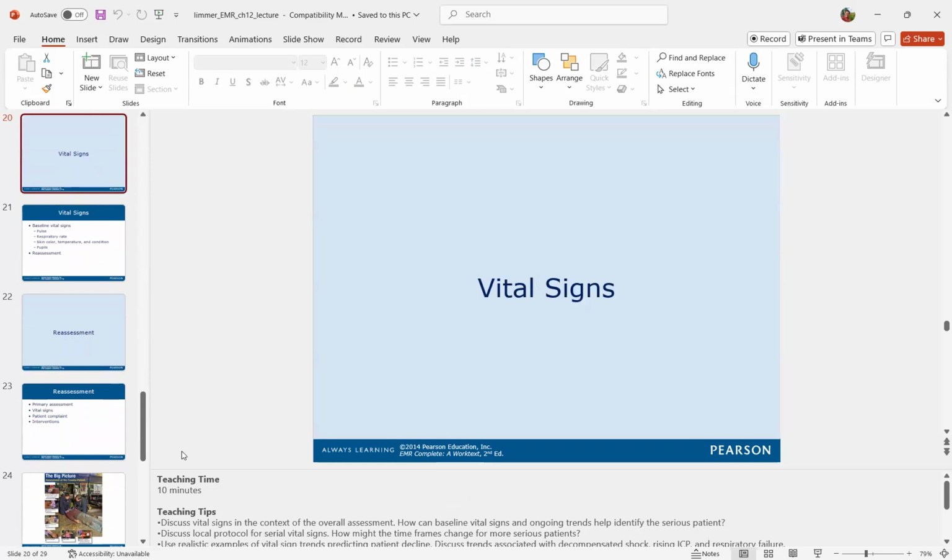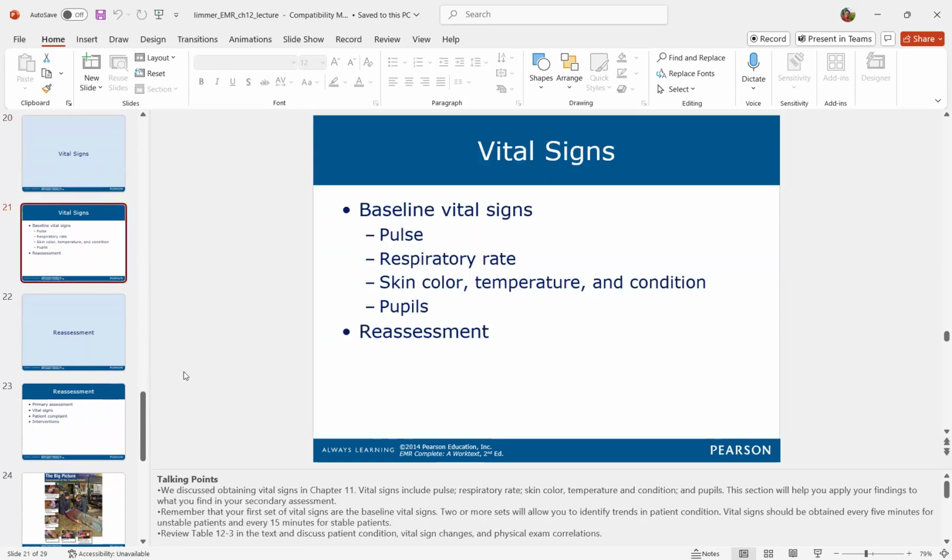Vital signs, we talked about these. The major vital signs that we have: respiratory rate, pulse, skin color, temp, condition, pupil sizes. We can get our pulse oximetry out and check their pulse ox. And then we get into a reassessment.